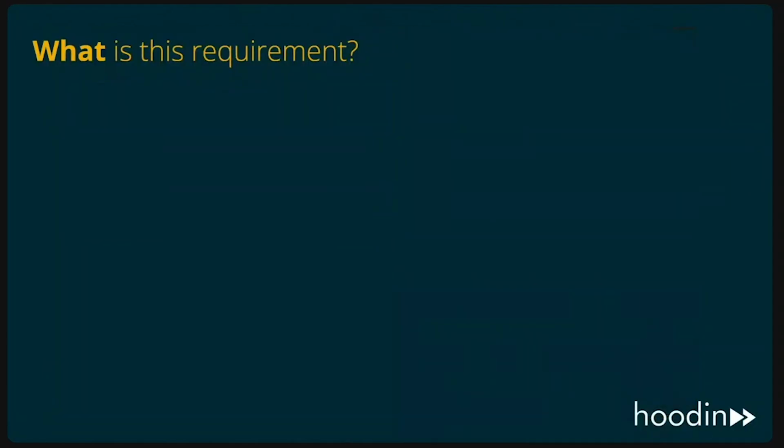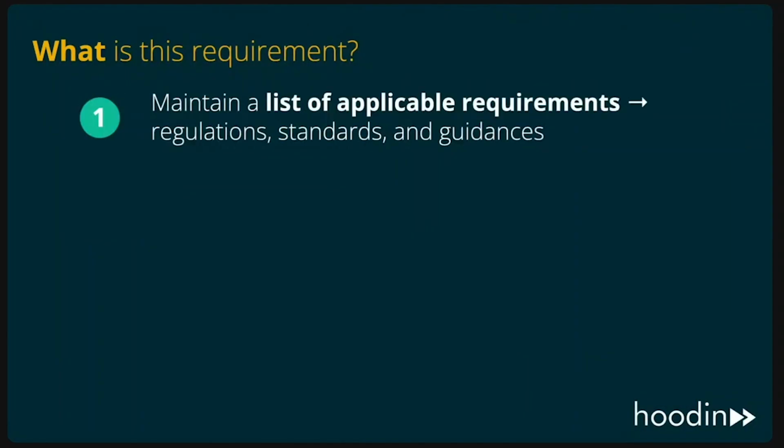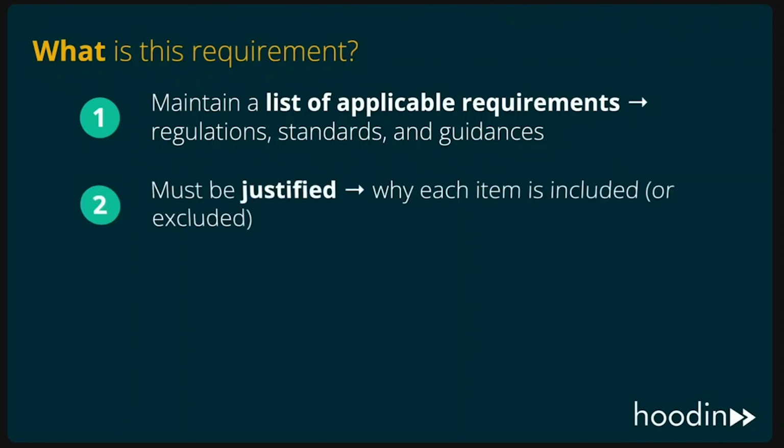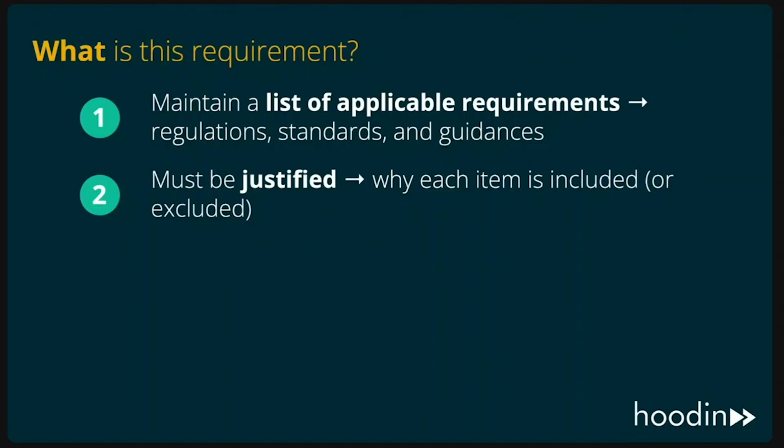So what is this requirement? Well, first of all, you maintain a list of applicable requirements. I've said that a couple of times. I would also like to include that you should, to get a golden star at an audit and for your own well-being and operational needs, also include notified body position papers. It must be justified, so why each item is included or excluded, which means the rationale related to an applicable regulation or whatever document, and also the rationale whether you've decided that it's non-applicable.